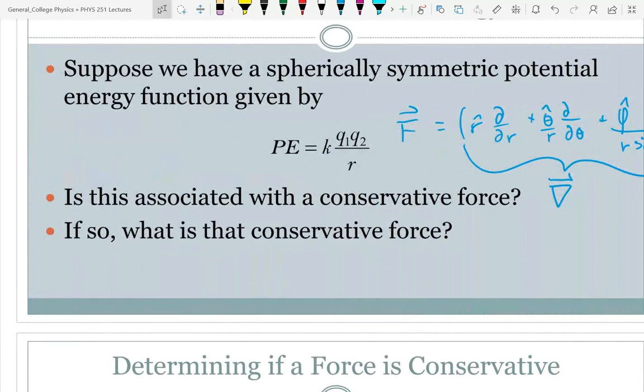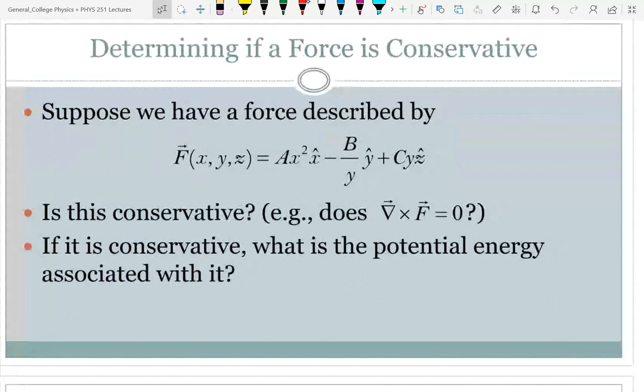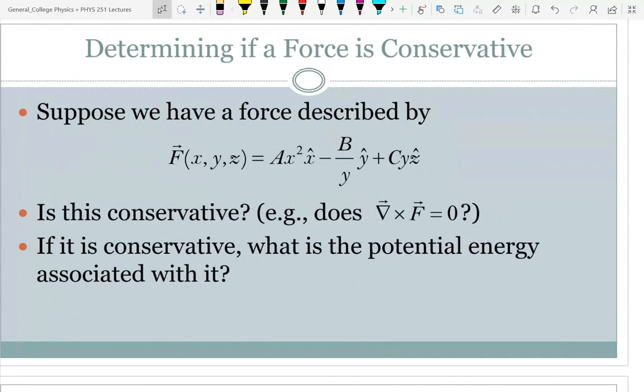Okay, so we did the first problem. I put that first because it was shortest. Next, going the other direction. Suppose we have this function and we want to find the potential energy. If it exists, what has to be true for the potential energy to exist?